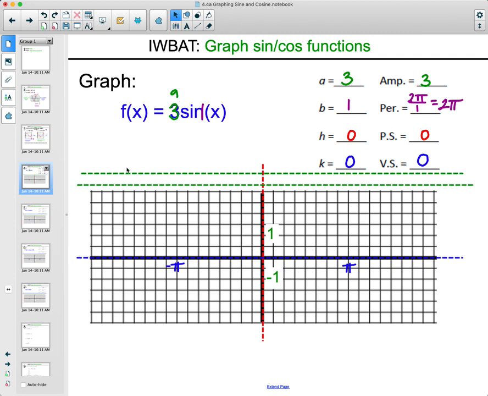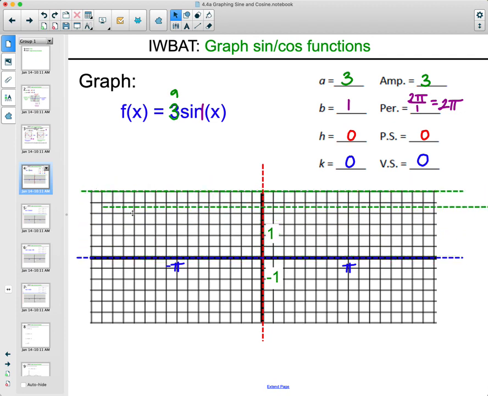And then I like to do the amplitude. Okay, so the amplitude here was 3. So that's going to be 3 up from the midline. Okay, and in my case, these are half units. So 1, 2, 3 up from the midline, and then 3 down from the midline. So 1, 2, 3. So that's going to be the high and the low values of our graph.